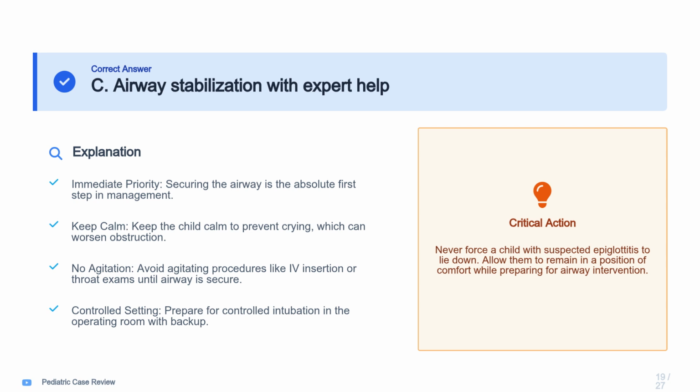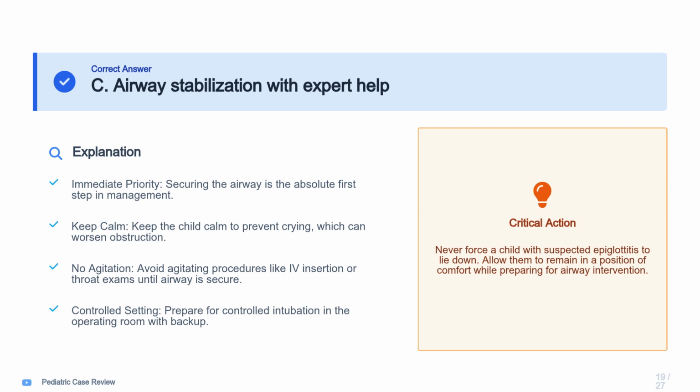The correct answer is C, airway stabilization with expert help. In a child with signs of airway compromise, securing the airway is the absolute first priority before any other intervention. Keep the child calm and avoid any agitating procedures. Do not attempt intravenous access, laboratory draws, or examination maneuvers that may precipitate complete obstruction.